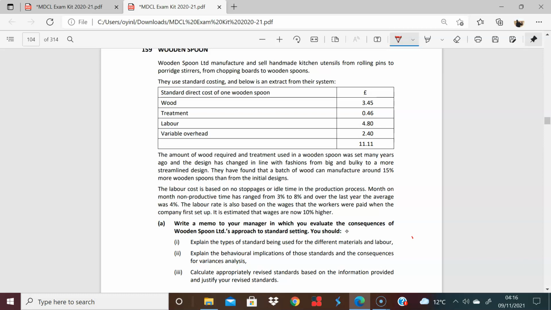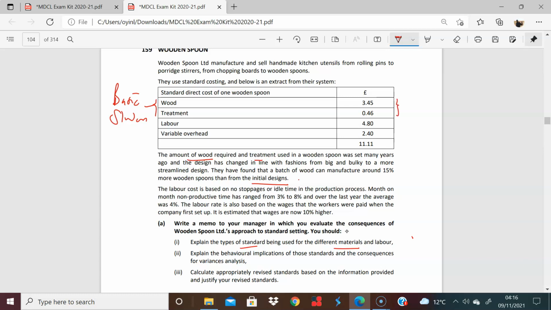So this is Wooden Spoon, which sells kitchen utensils, and what you have here is some wood treatment and labor as variable overheads. It says the amount of wood and treatment required was set many years ago. So I'm smelling basic standard already. It says this has changed with fashion from big and bulky to more streamlined. They found that a batch of wood can manufacture around 15% more wooden spoons than the initial design. So this question is asking, explain the type of standards being used for the different materials and labor.